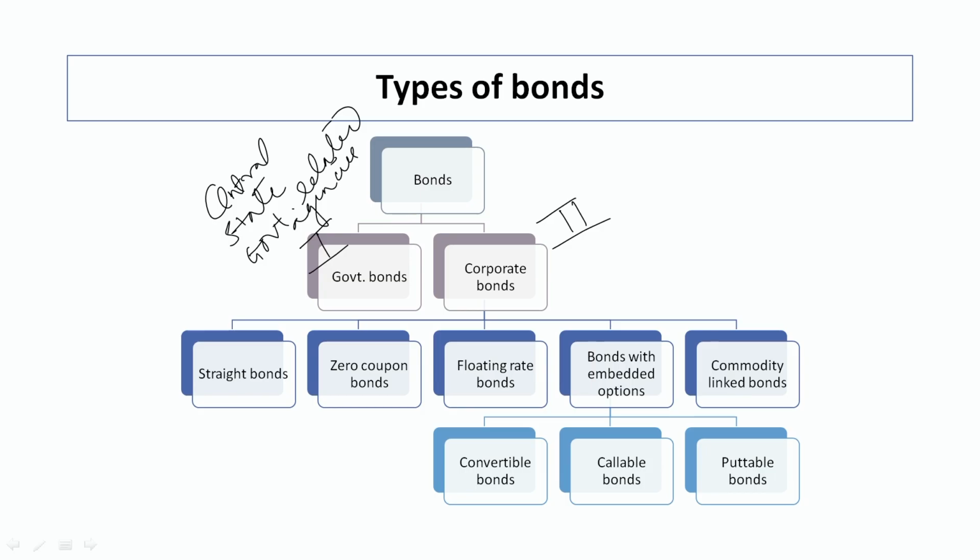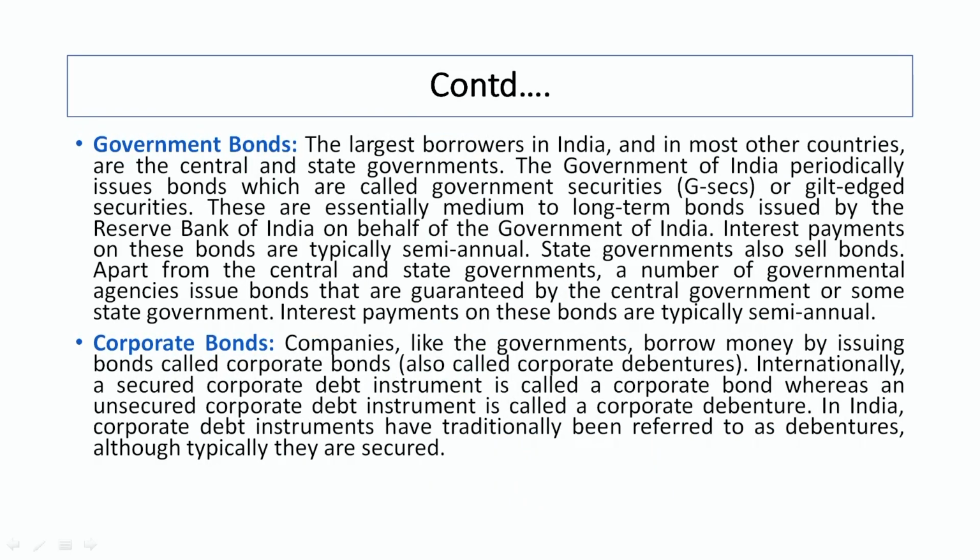They can issue the bonds for a period of time and they basically pay semi-annual interest. Corporate bonds have different categories which I am going to explain in coming slides. So, first, what is a government bond?